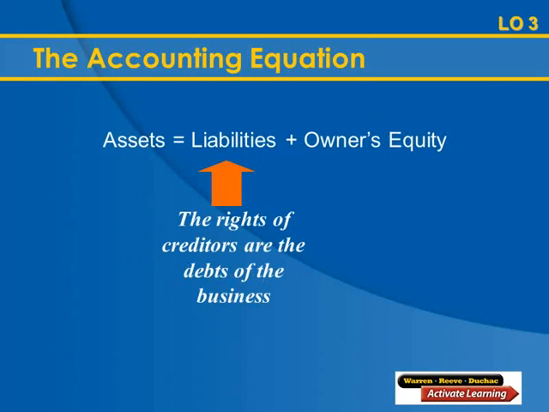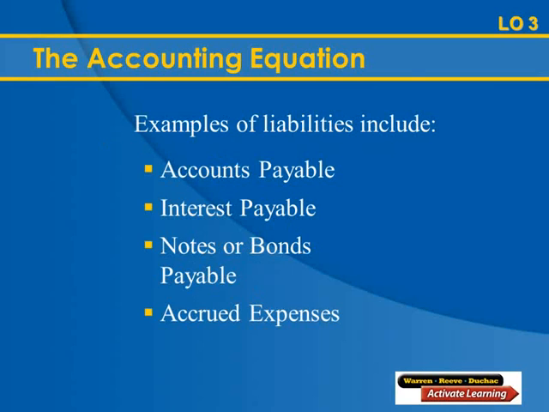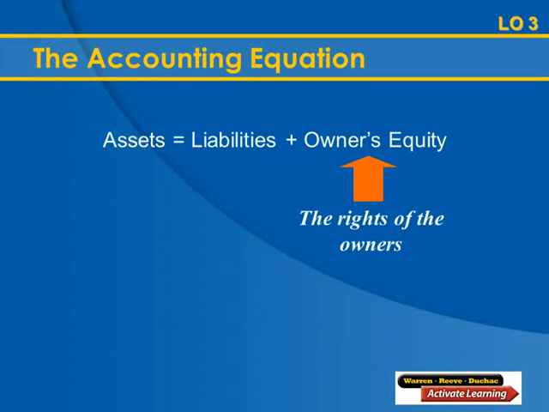One of the two sources or suppliers of assets to the business is the creditors. Liabilities are the debts of the business. Creditors, therefore, have a right or claim on the assets of the business equal to the total of liabilities. Some of the typical liabilities found in a business include accounts payable, interest payable, notes or bonds payable, and accrued expenses. Owner's equity represents an owner's claims or rights on the assets of business.